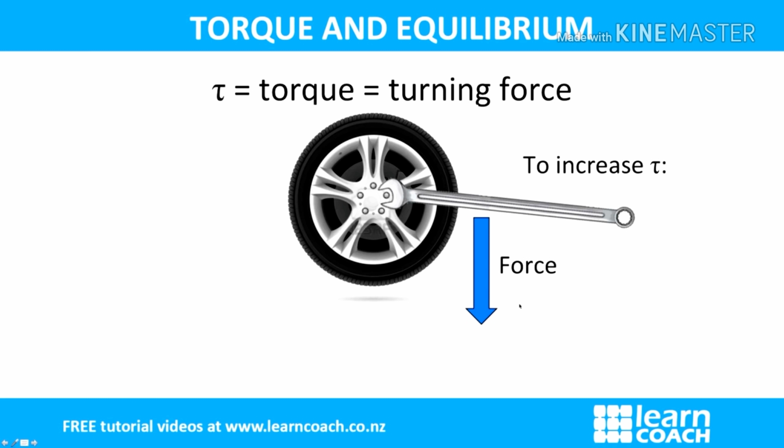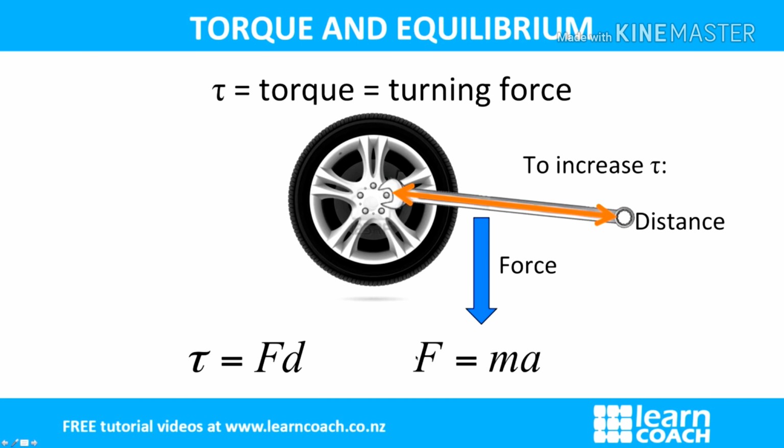The force, how hard you push down, and the distance, how far away from this bolt or the turning point you actually push down. So it's force and distance that lead us to the formula for torque, which is that torque, this little tau symbol here, equals force multiplied by distance. And often the force that we look to use is found using the formula F equals ma, or more often with weight forces, F equals mg.